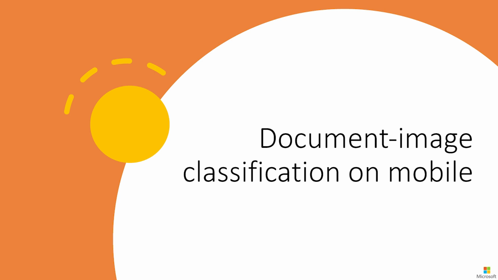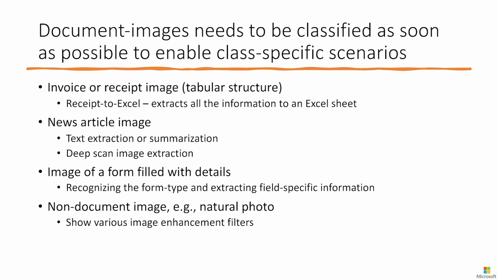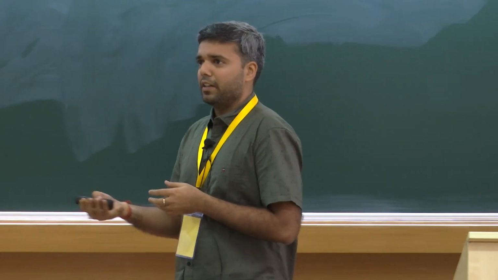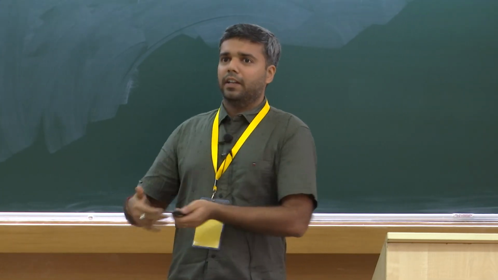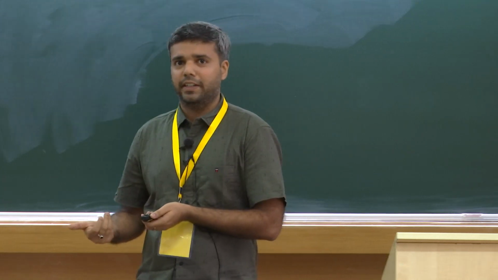Why is this required? Document image classification is required because as soon as a document is presented in front of the camera, the pipeline should immediately identify what kind of image it is, so that the next scenarios can be triggered. For example, if a receipt is shown, one scenario that could be triggered is asking the app to convert it into an Excel sheet, which will extract all the information like vendor, the items, the total amount, the address, and put it into an Excel sheet. The information is directly extracted.